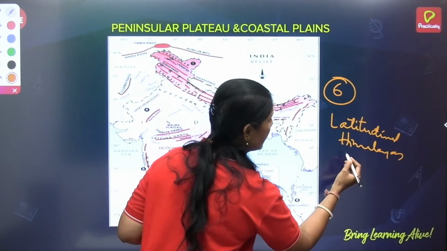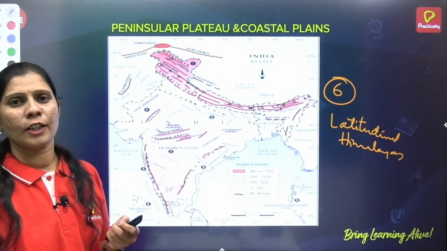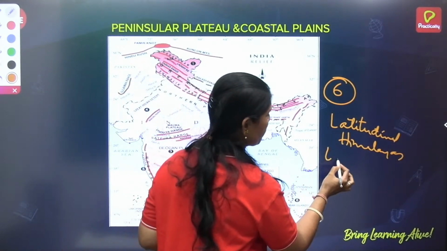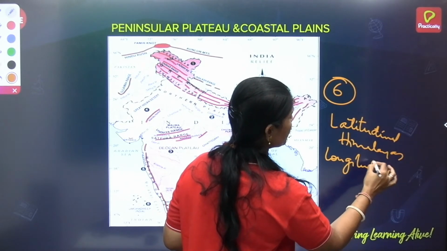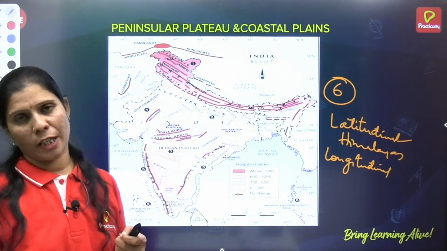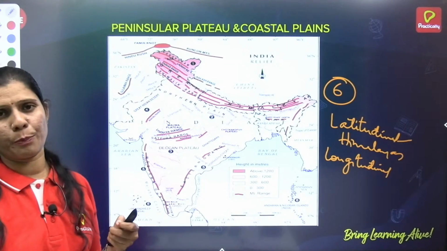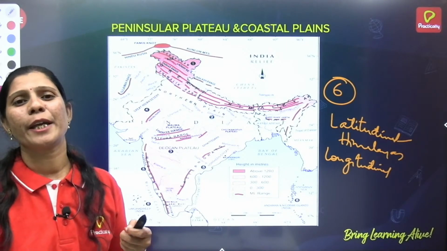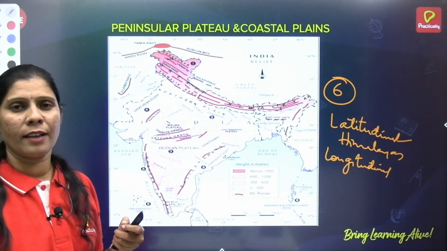Latitudinal division of Himalayas. Longitudinal divisions of Himalayas. Latitudinal divisions of Himalayas: Punjab Himalayas, Kumaun, Nepal, Assam. Longitudinally, Himadri, Himachal and Shivaliks.